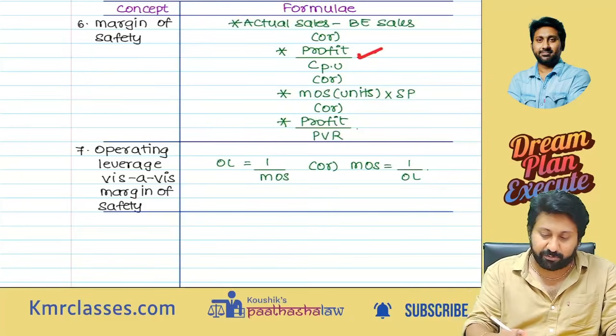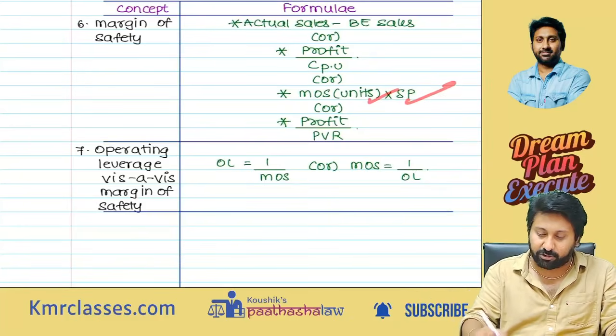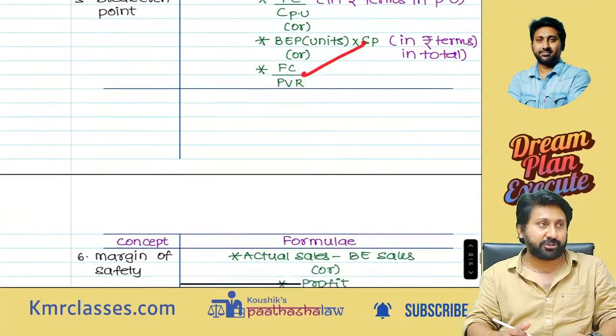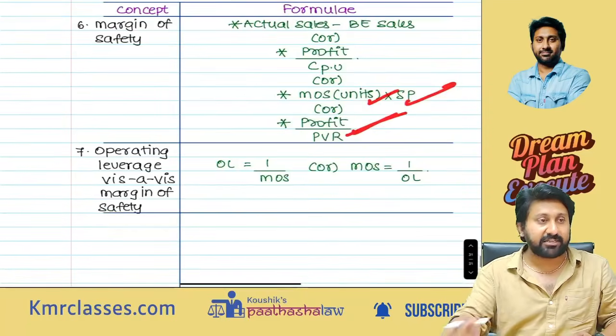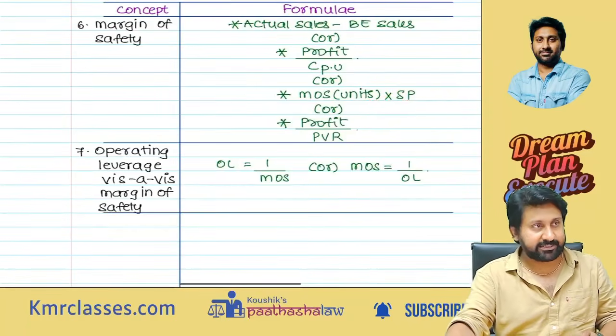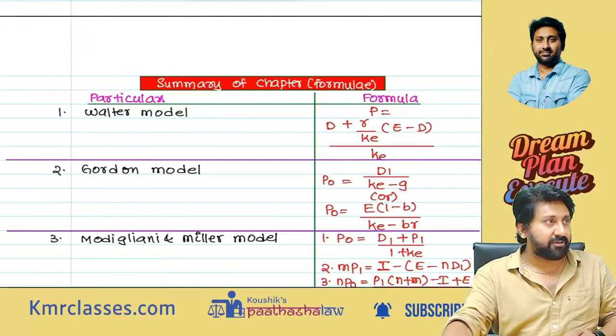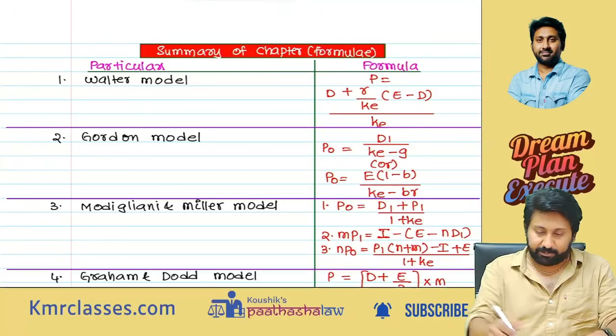Okay, next issue. Profit by contribution per unit, or margin of safety units into sale price. Like that you can do. Here profit by PV ratio, here fixed cost by PV ratio. That's it. These are all various formulas in the chapter leverages. So next chapter we are going to revise the formulas is the dividends chapter.